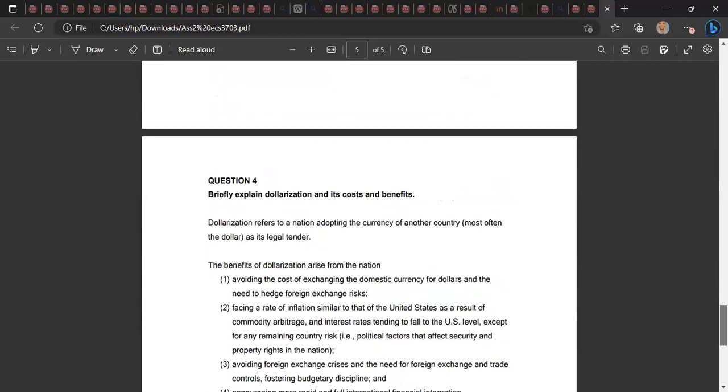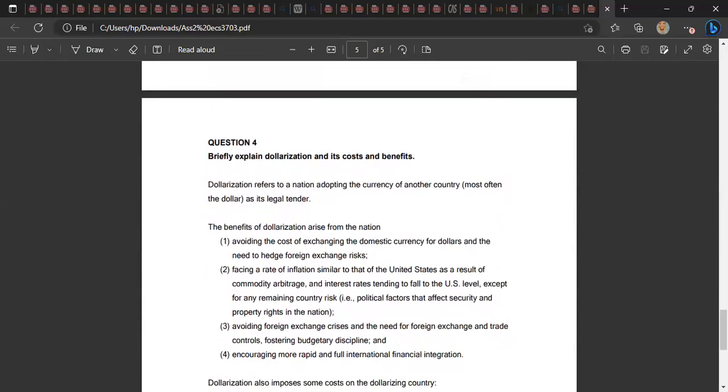And then on our question 4, we had dollarization. Last year, we had an interesting class on dollarization. Zambia dollarized some years back. Zimbabwe also dollarized a couple of years back as well. So what are the advantages of dollarization and what are the costs of dollarization there?